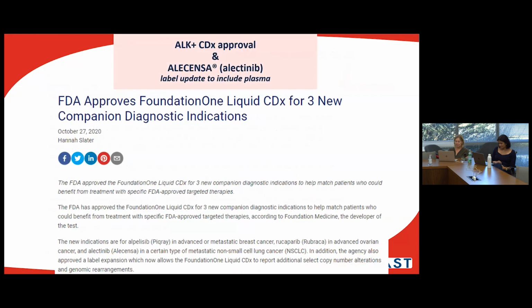So yes, as the result of this, FMI was able to update their label for their F1 Liquid CDx product to include the ALK fusion detection as an FDA-approved targeted therapy.